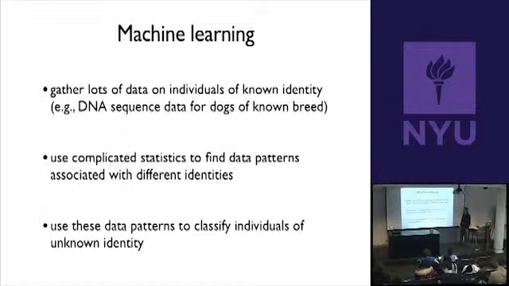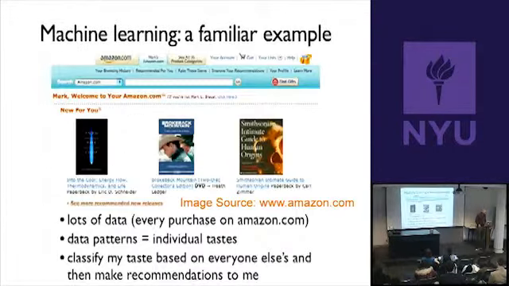And then once you've figured out the patterns, then you don't need the identity anymore. If someone gives you a new individual, you can look at which pattern it fits the best, and then you assign it that identity. And so here's a familiar example, I hope, to you of machine learning. It's how a website like Amazon.com recommends books or movies to you. So here's the way it works.